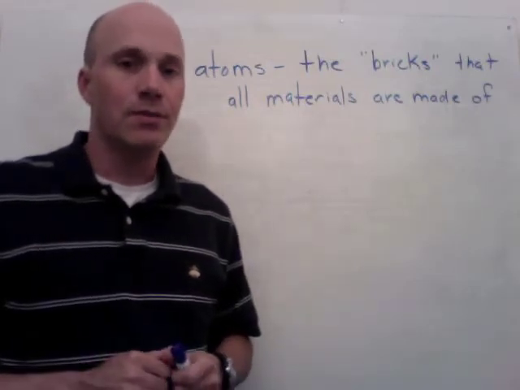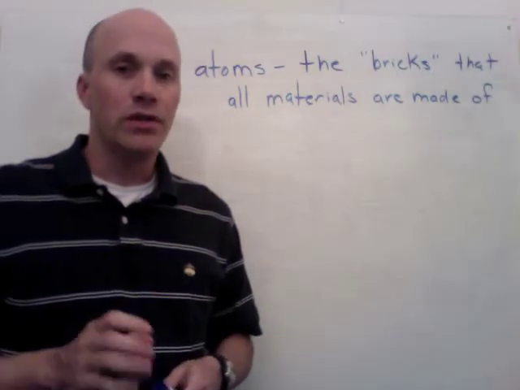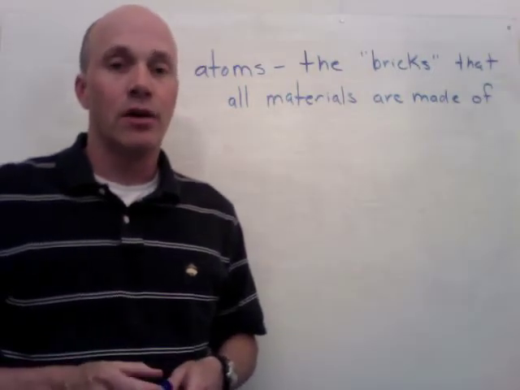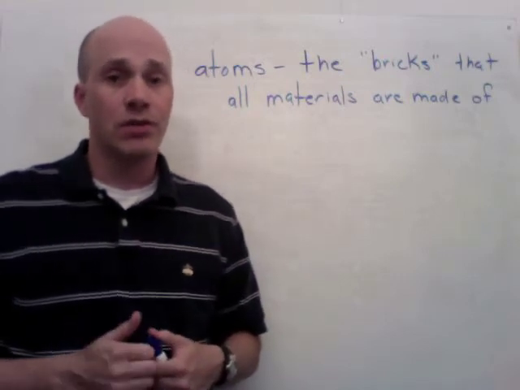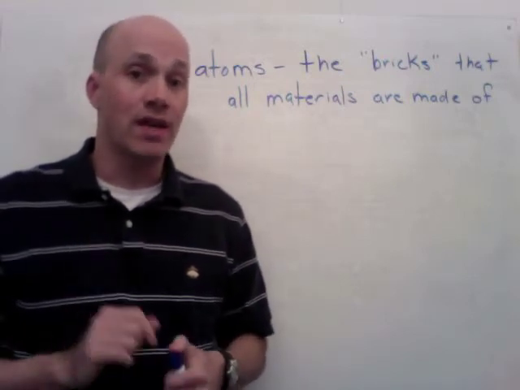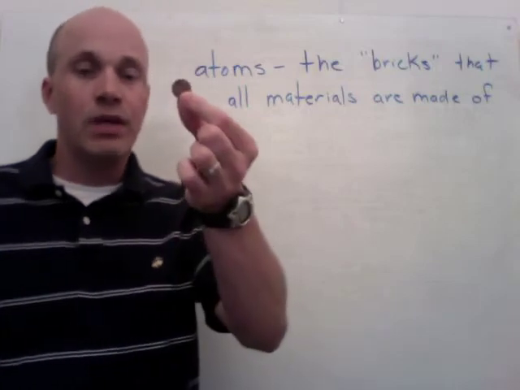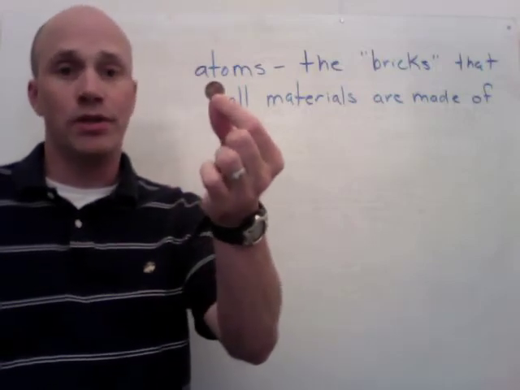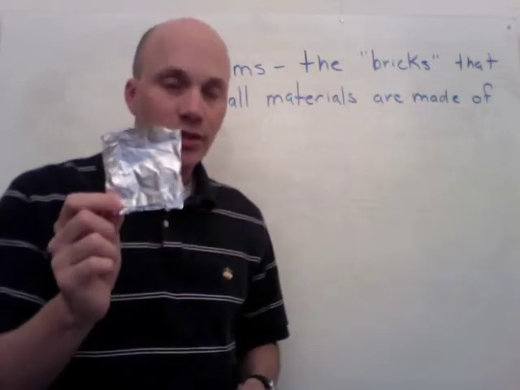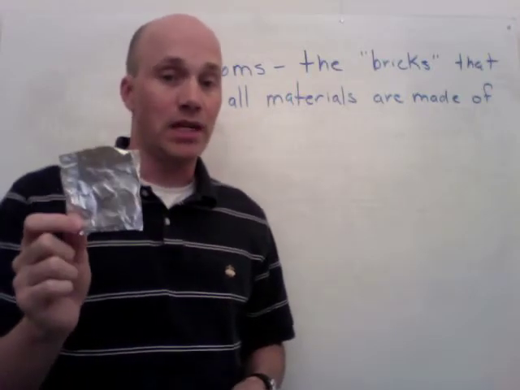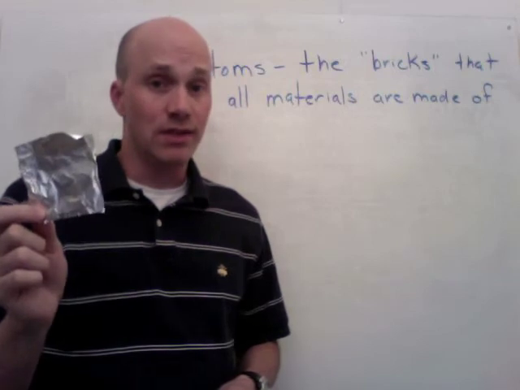There are many different types of atoms. In fact, most materials that we deal with in day-to-day life are made of several different types of atoms. However, there are certain types of materials that are made up of only one type of atom. For instance, this penny is made up of billions and billions of atoms, but every one of those atoms is the same. This aluminum foil is made up of many atoms, but every one of these atoms is the same.